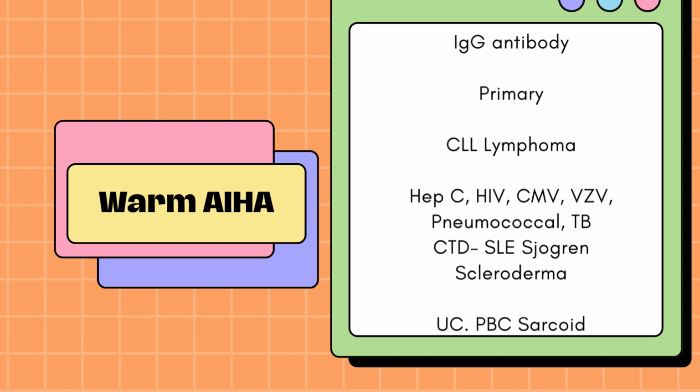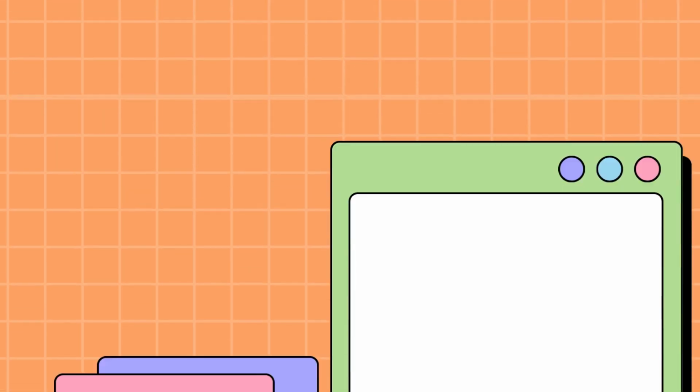It could be from infections, so hepatitis C, HIV, CMV, Varicella zoster can cause the body to produce antibodies against itself. Pneumococcal infections, leishmaniasis, tuberculosis can also do this. Connective tissue disorders like SLE, Sjögren's syndrome or scleroderma can also cause autoreactive antibodies. Ulcerative colitis, primary biliary cirrhosis or sarcoid can also do the same thing.